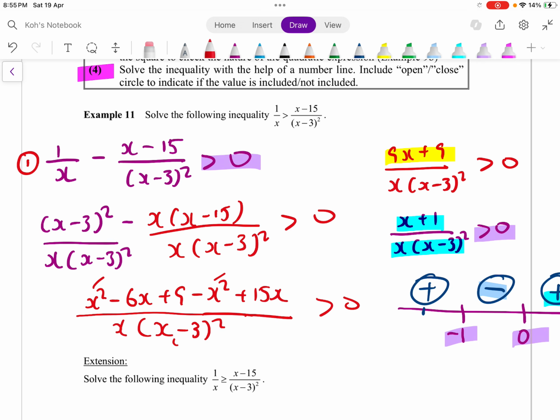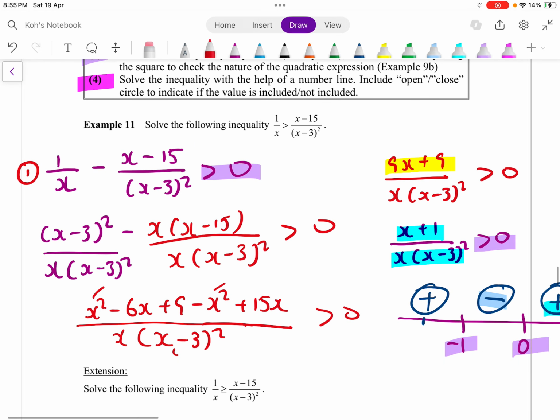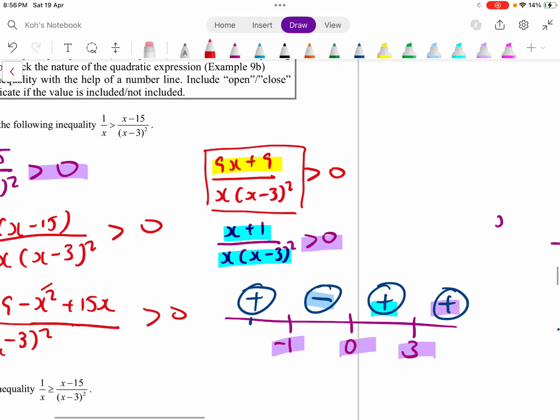Then you combine into one single fraction. If you manipulate correctly by making the same denominator, eventually you'll get something like this: 9x plus 9 over x times (x minus 3) squared. Before you do anything to it, you divide by 9 because I can simplify further. So I'll get (x plus 1) over x (x minus 3) squared more than 0.